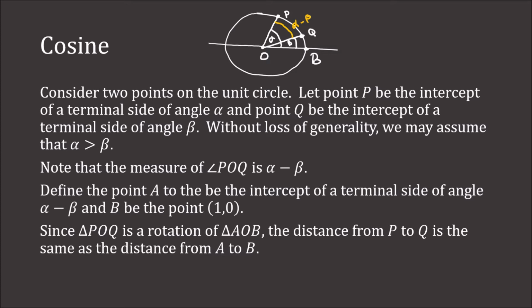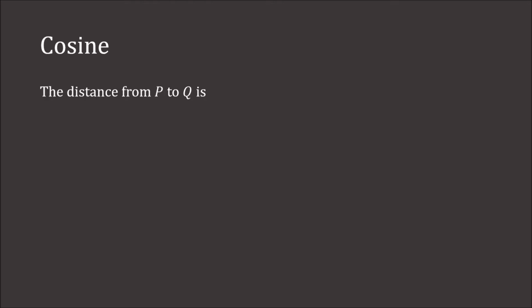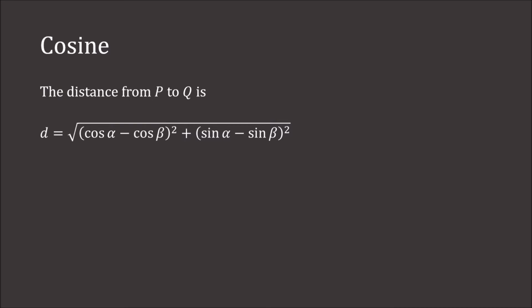What we'll do is we'll now look at both of these distances. So distance from P to Q. By the distance formula, it'll be the quantity of cosine of alpha minus cosine of beta squared, plus the quantity of sine of alpha minus sine of beta squared, all square rooted. Right, remember, distance formula is the square root of x1 minus x0 squared plus y1 minus y0 squared, square root of that, right?